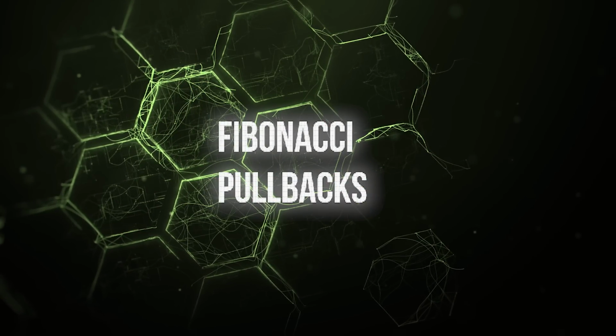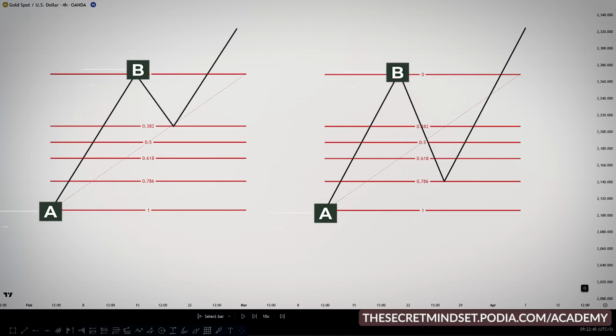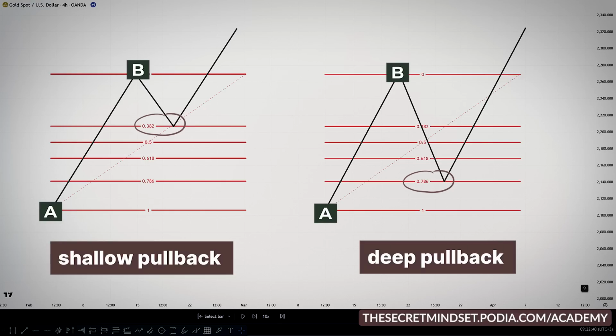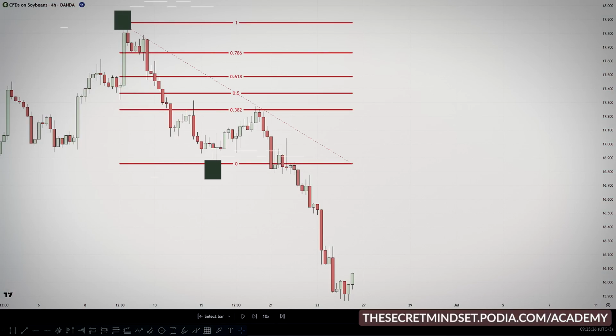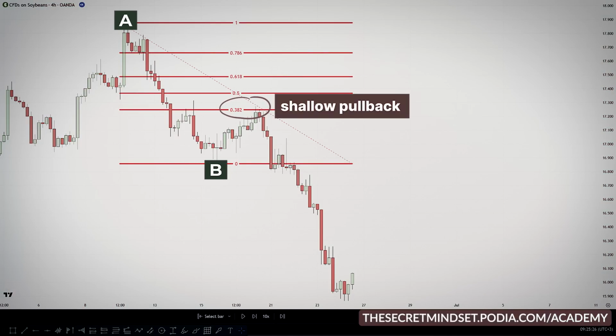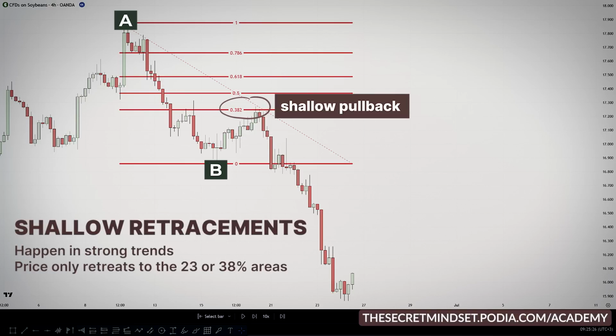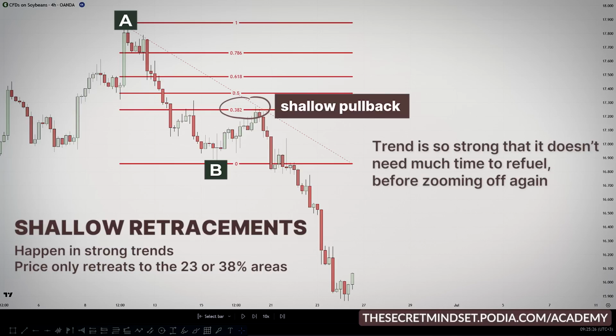When we talk about retracements, we are looking at how much a price pulls back after a strong move. These pullbacks can be shallow or deep. Shallow retracements happen in strong trends. When a market is moving with conviction, it doesn't pull back much before continuing its journey. In these cases, you'll often see the price only retreat to the 23 or 38% areas. The trend is so strong that it doesn't need much time to refuel before zooming off again. When you spot these shallow pullbacks, it's a sign that the trend is healthy and likely to continue.